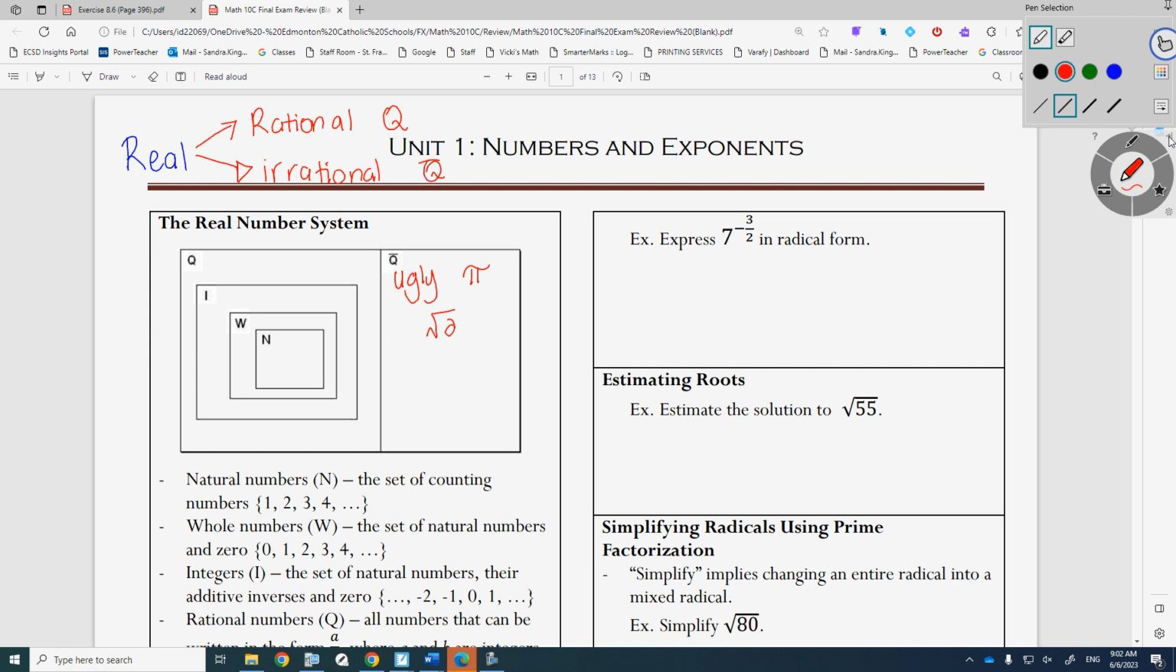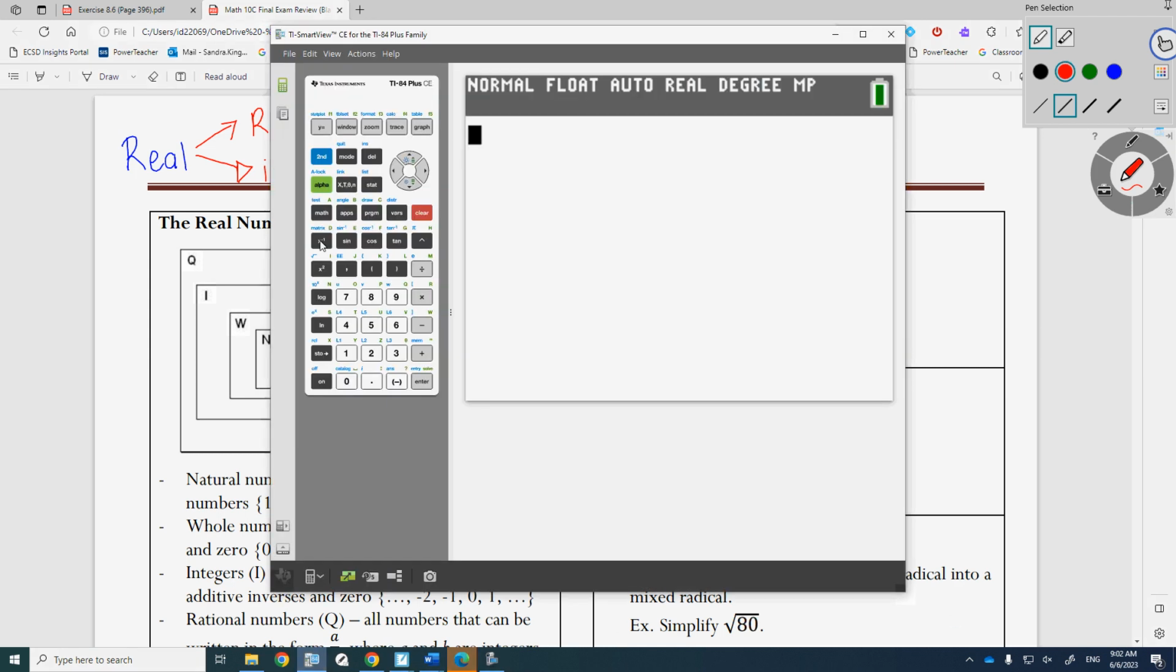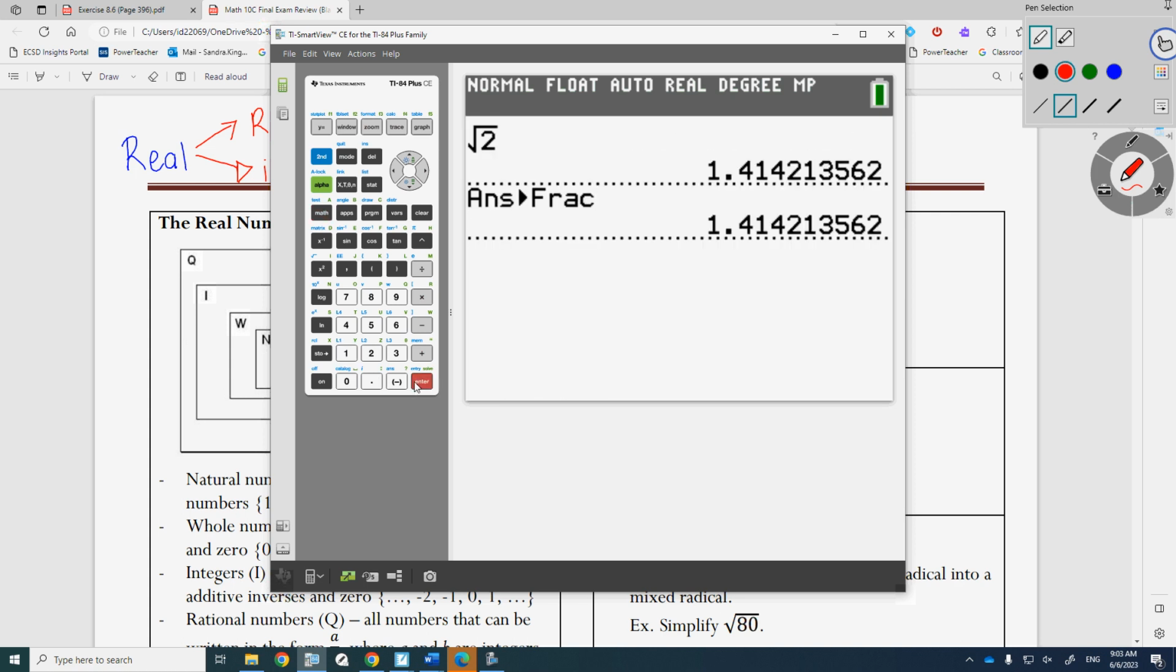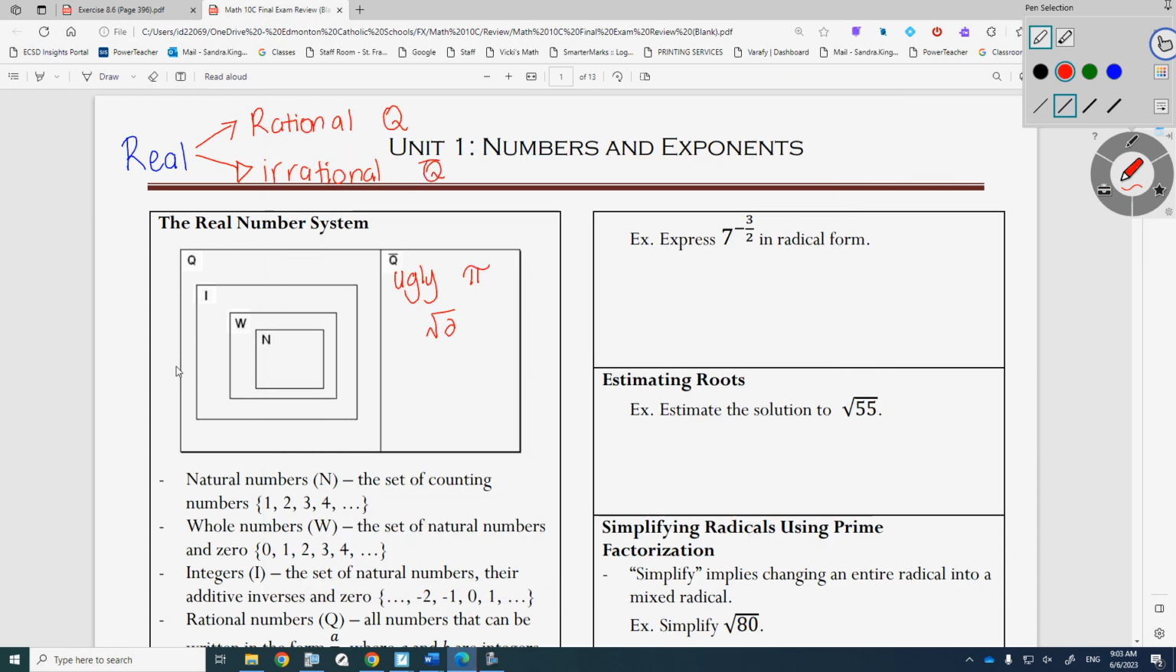So what makes these numbers ugly is if you typed in pi or the square root of 2 on your calculator, a couple things will happen with their decimals. They will never terminate. They will never repeat. So their decimals aren't nice. They're non-terminating, non-repeating, and I can't go into a fraction, which is key. Math one fraction, irrational numbers can't go into fractions. So irrationals, what happens is their decimals never terminate or repeat.